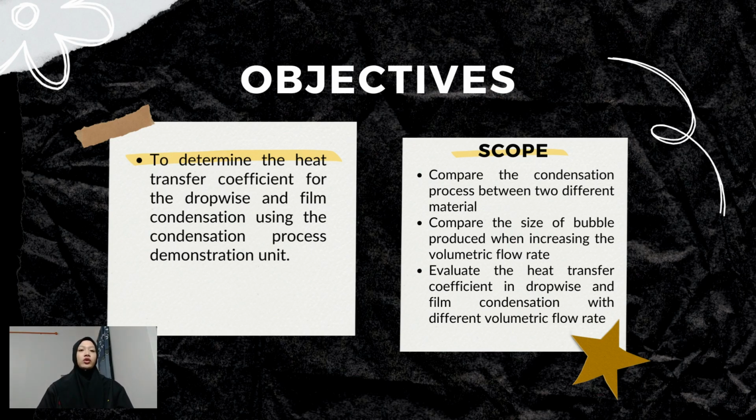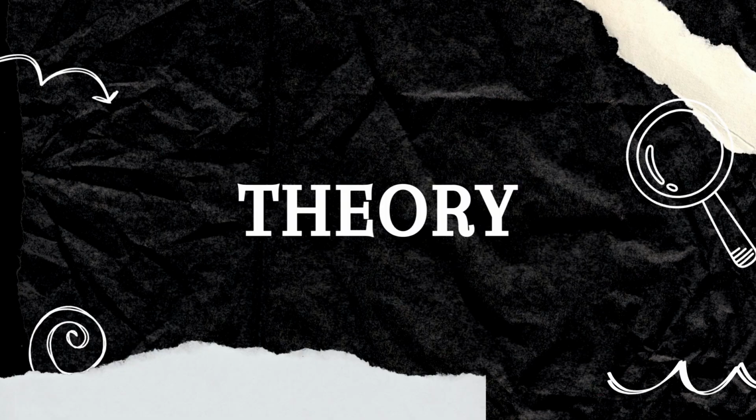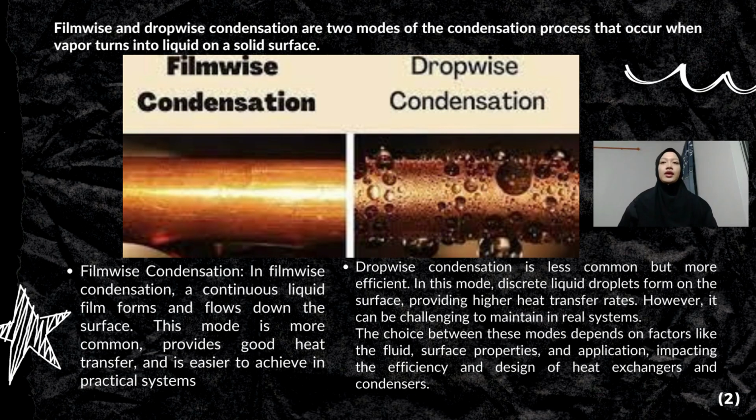Evaluate the heat transfer coefficient in dropwise and film condensation with different volumetric flow rate. Next, theory. Film and dropwise condensation are two modes of the condensation process that occur when vapor turns into liquid on a solid surface. This diagram shows how film-wise condensation and dropwise condensation react.